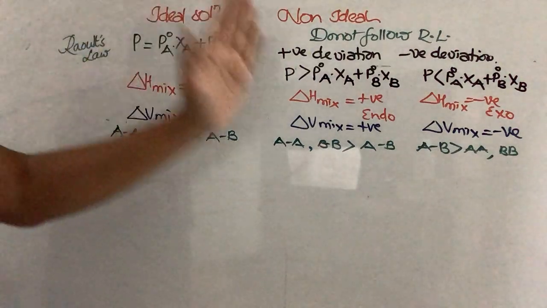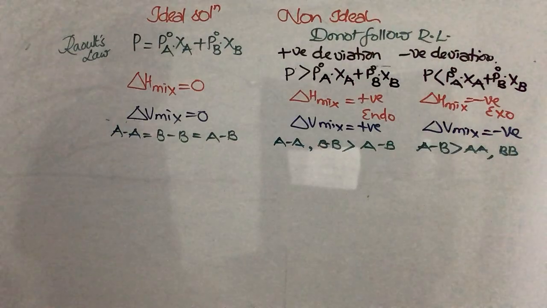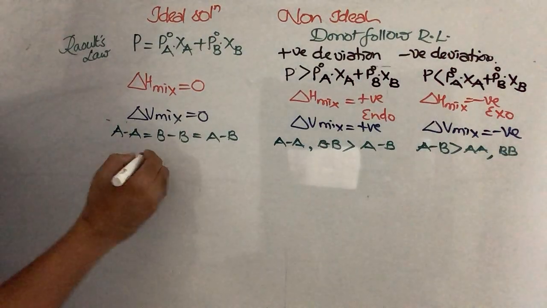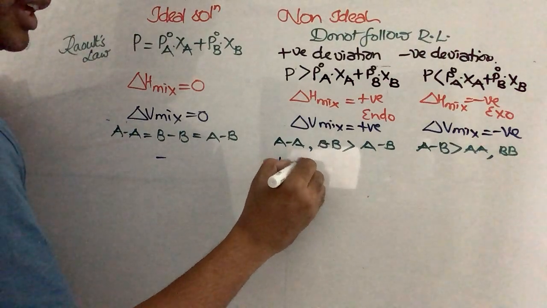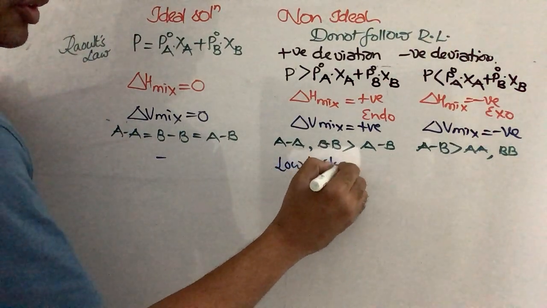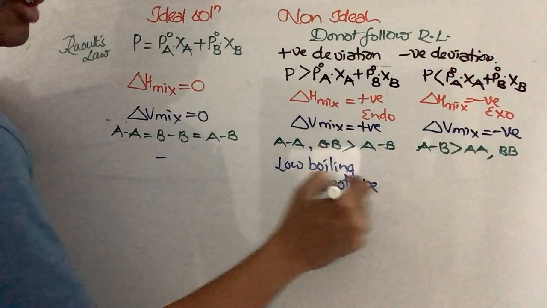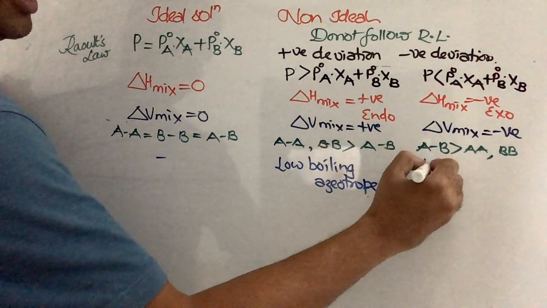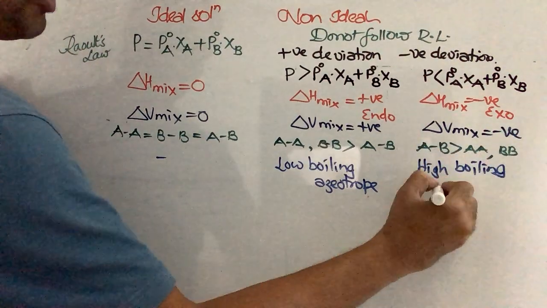Ideal solutions, non-ideal solutions. And one other point you can take here: here, no special, but where positive deviation is there, it forms a low boiling azeotrope. What is an azeotrope? An azeotrope is a constant boiling mixture with low boiling points. And negative deviation forms a high boiling azeotrope.